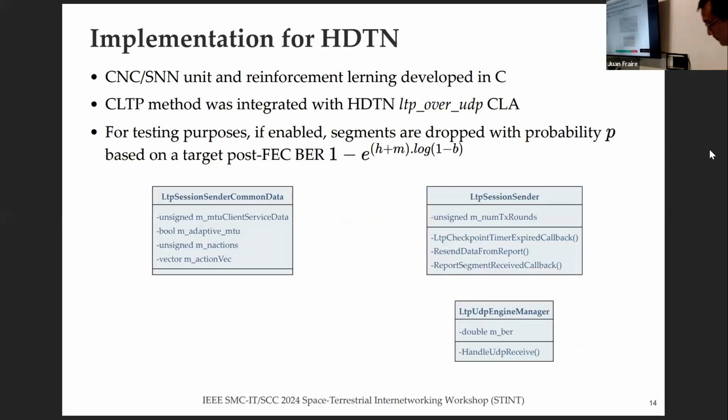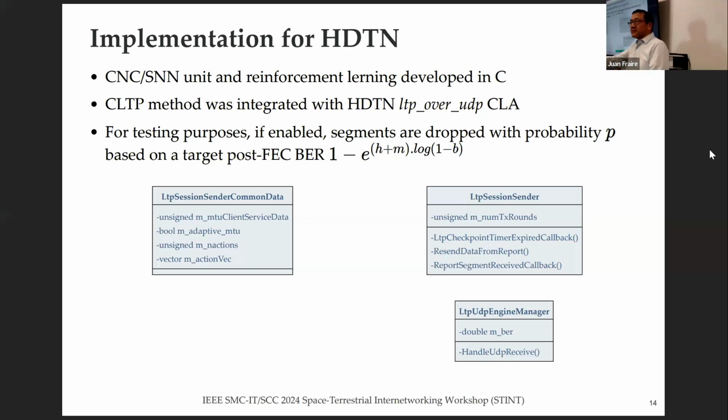So let's move to the implementation. In order to test the idea, we tried to implement it for HDTN. In HDTN, there was already a presentation yesterday by Brian, so again, I don't have to give you a lot of details here. Essentially, we use the standard LTP over UDP that is in HDTN. I put here the main classes that had to be modified, because there is no immediate way right now of externally telling HDTN to use this new segment payload size.